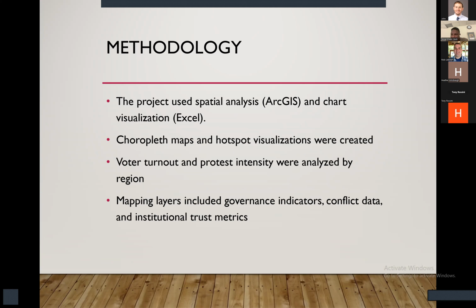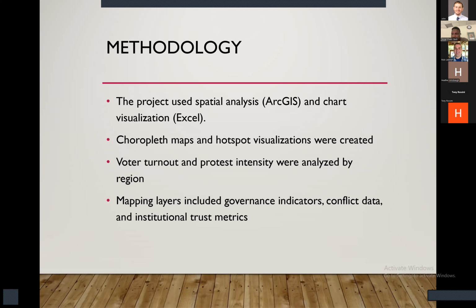So in my methodology, I'll explain the tools and techniques I use in my analysis. I primarily relied on spatial analysis using ArcGIS and chart-based visualization using Microsoft Excel. These tools helped me to analyze and communicate patterns in a clear, visual way. I created maps to show differences in governance and voter turnout across regions, and hotspot maps to highlight areas with high conflict and/or protest activity.